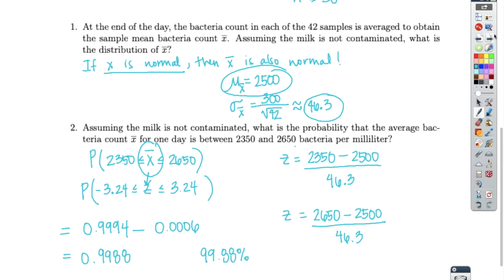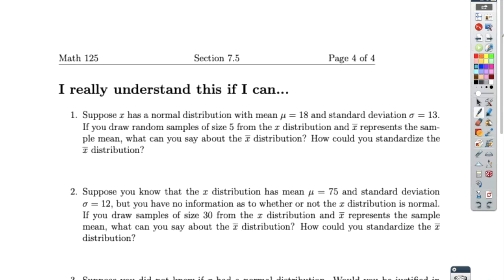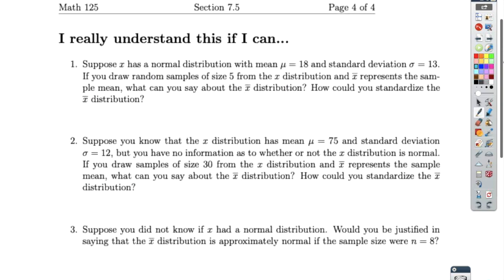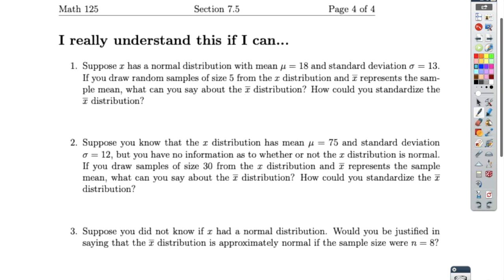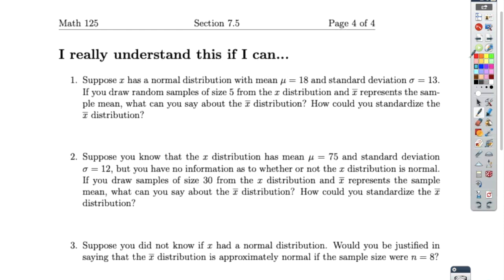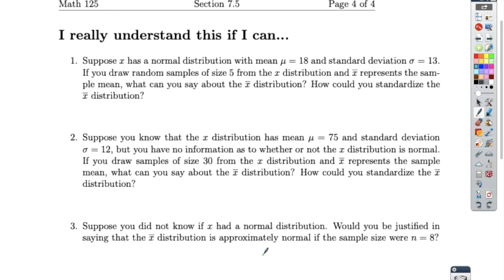Okay, so at this point, you should pause the video and try these I really understand this questions. I'll go over them in just a moment. Okay, hopefully you've had a chance to try these problems, but let's go through these one at a time.